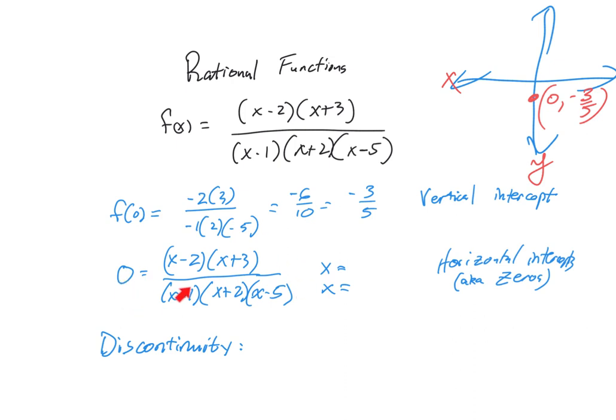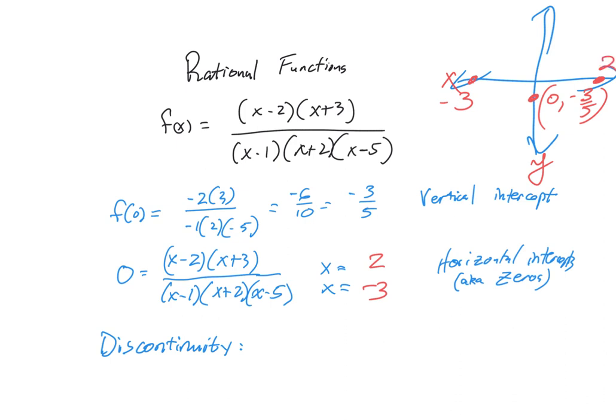Then I look to the equation and ask, where does this equal 0? Well, that's when x is 2, because 2 minus 2 is 0, or negative 3, because negative 3 plus 3 is 0. So my two zeros are x equals 2 and x equals negative 3. So down here at negative 3 and up here at positive 2 is where it will cross the axis.